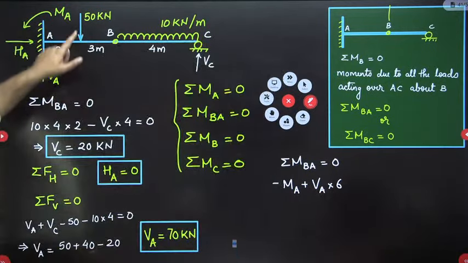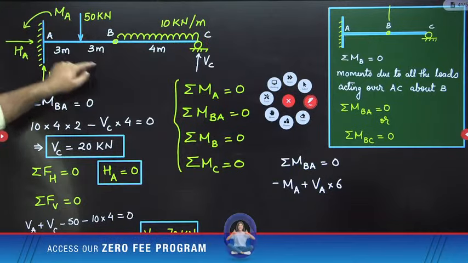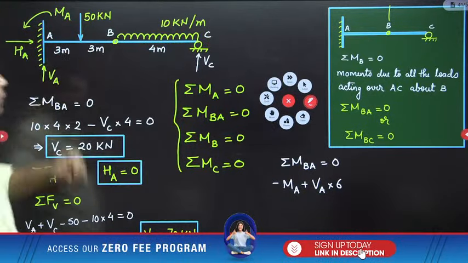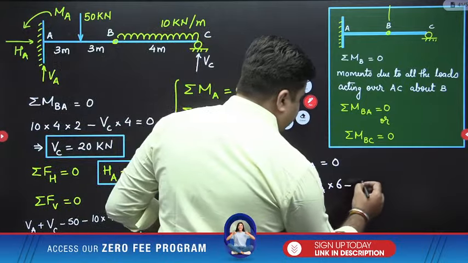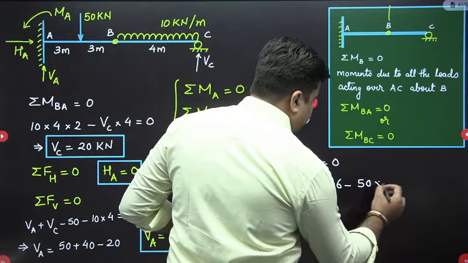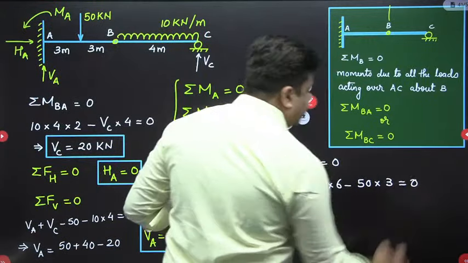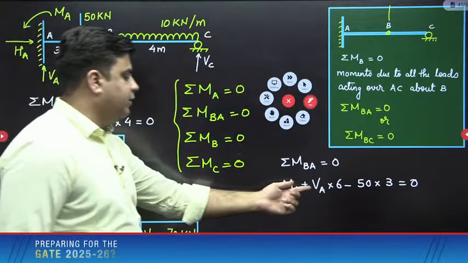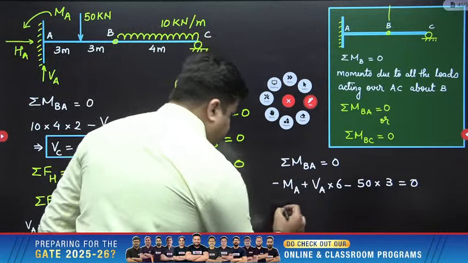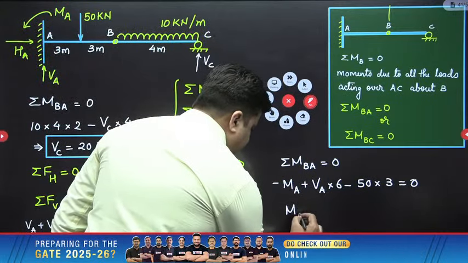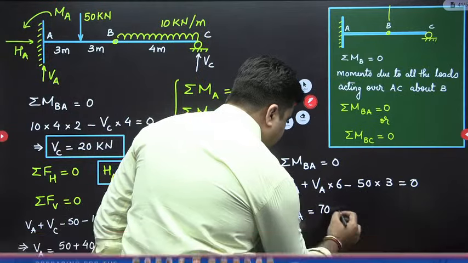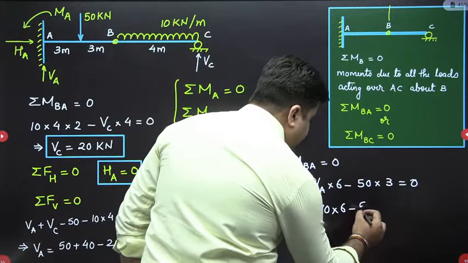Then you have this 50 kilonewton load giving the anti-clockwise moment about point B. So value will be minus 50 into 3. And this is your second equation. Substitute the value of VA and get me the value of MA. So MA will be equal to, VA is 70, so this will be 70 into 6 minus 50 into 3.